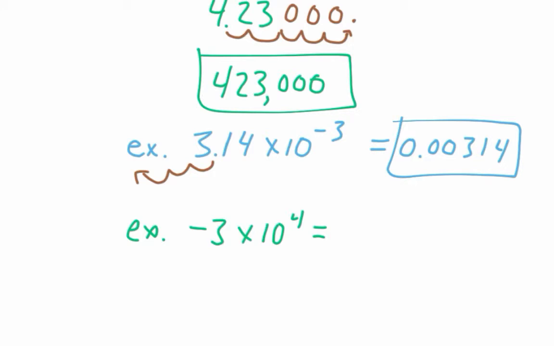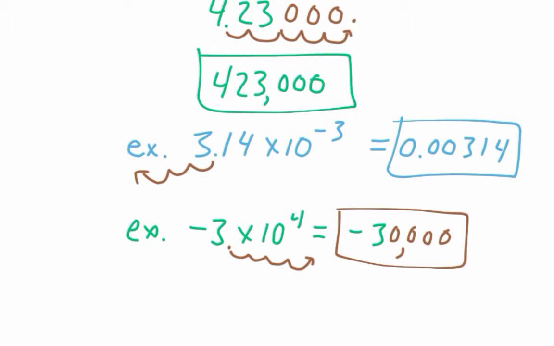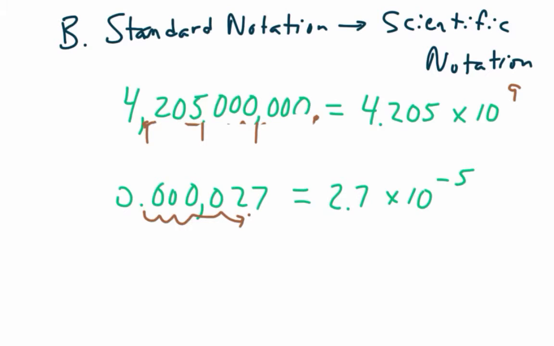How many zeros do I end up adding to it then? 4. Because I'm already at the end of my number right here, so I can just do 1, 2, 3, 4 jumps. So I end up adding 4 zeros at the end. My initial number is negative 3, so my final answer is going to be negative 30,000. Any questions on those? Okay. And then here's why.